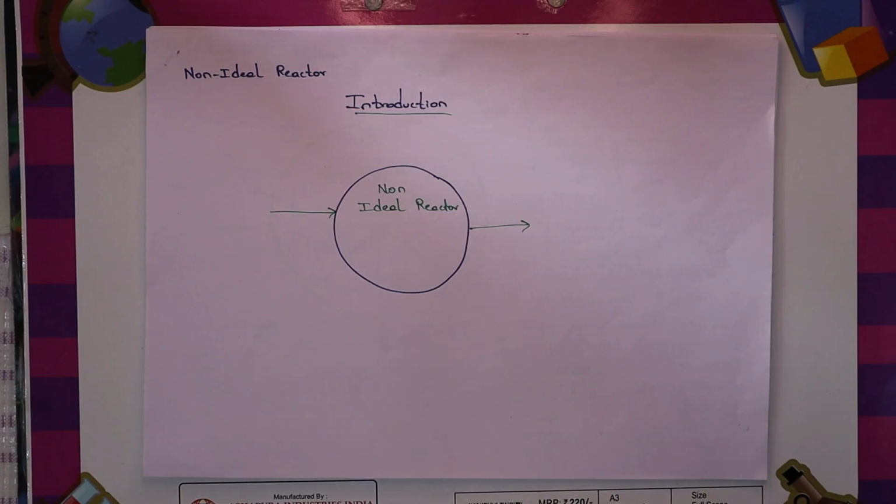Let us continue the lecture, as the series starts with non-ideal reactors. I represent the non-ideal reactor with a circle. The circle can be a CSTR, PFR, packed bed reactor, or any reactor which is behaving non-ideally, with reactants coming in at the inlet and products going out. This is the representation we follow.